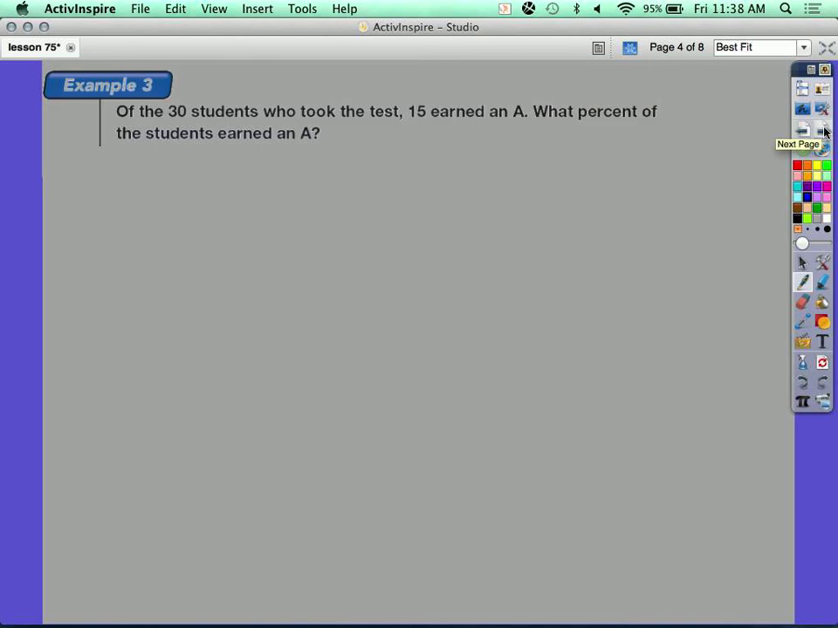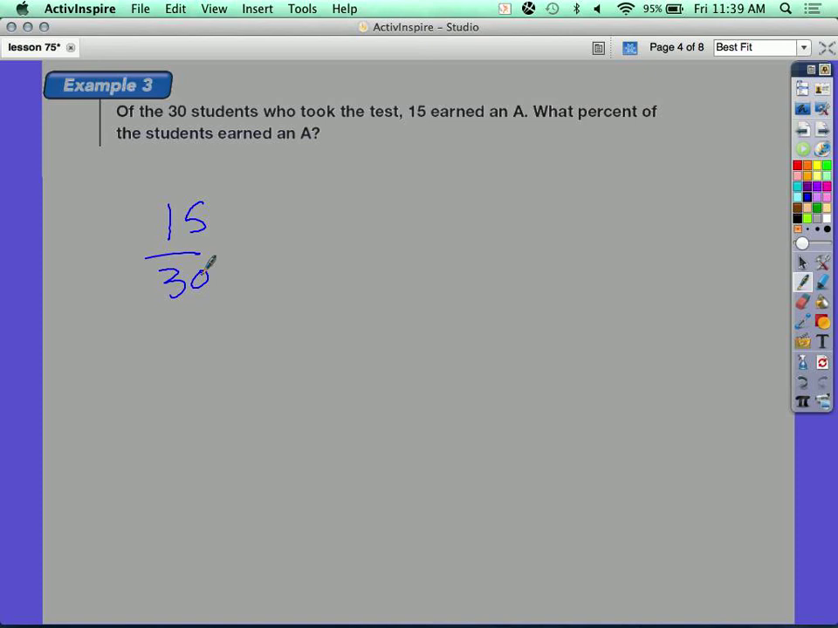It says, of the 30 students who took the test, 15 earned an A. What percent of the students earned an A? Well, 15 earned an A, and there were 30 students altogether, so that's 15/30. Now remember, it asks for a percent, so we need to get it out of 100. 30 doesn't go into 100 very easily, so I'm going to reduce and then enlarge it to make it 100.